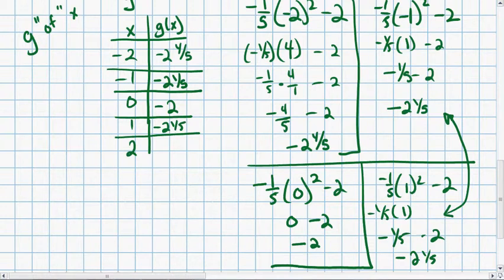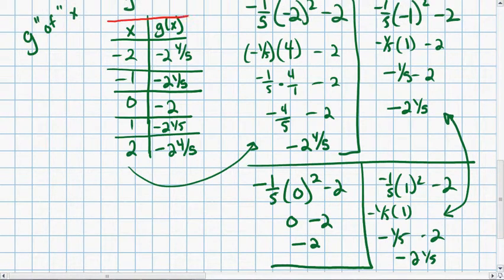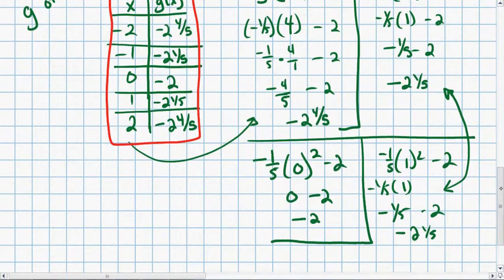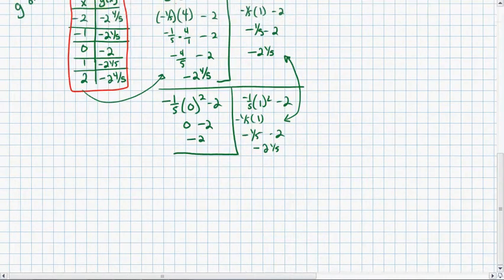And when I plug in 2, I'm going to get the same answer as I got up here, because that squaring cancels out the negative. Negative times a negative is a positive. So I'm going to get the same value for positive 2, -2 4/5. So now I have my table of values. I want to graph them. Maybe I will zoom out a little bit so I can see my table while I'm graphing.